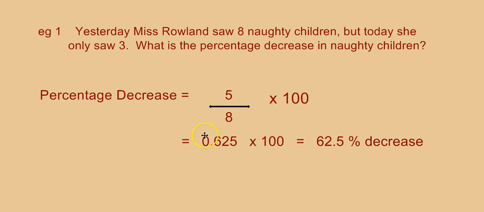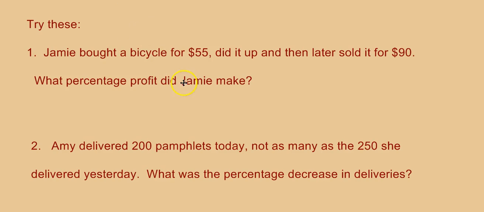Now 5 divided by 8 into the calculator gives you 0.625, and you could just move the decimal point and make it 62.5%, but times 100 will give you the same effect. So there was a 62.5% decrease in naughty children from yesterday to today. Isn't that a good thing? Let's have a look at the next page.